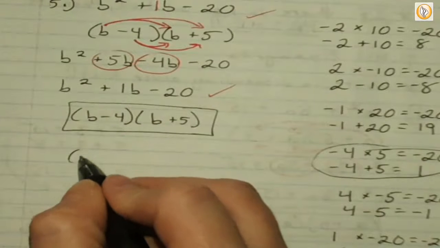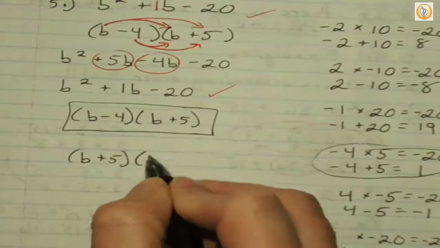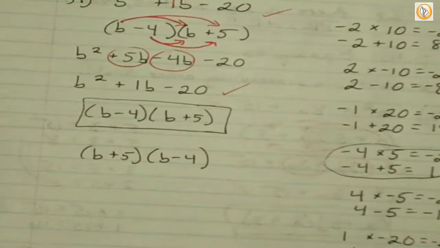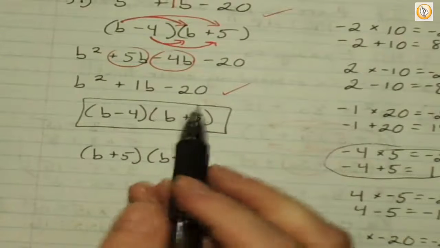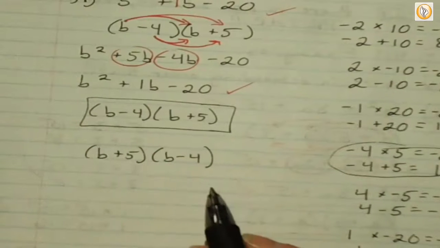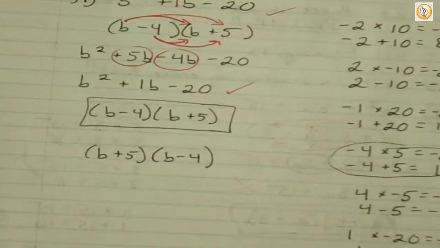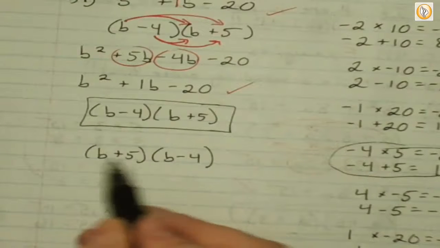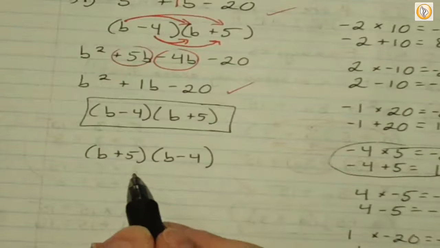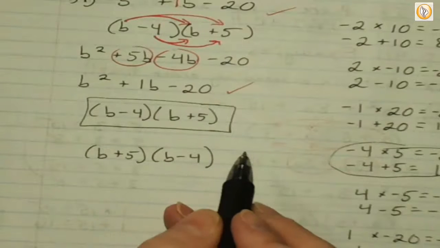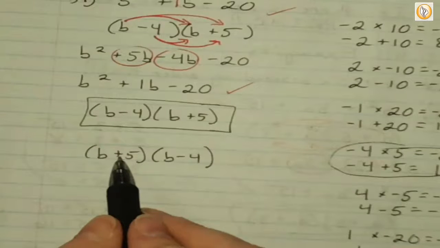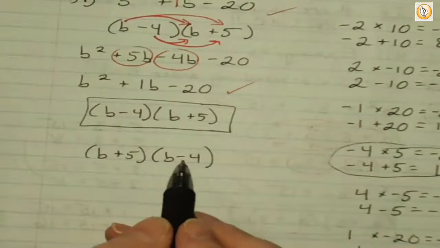What if I did this? Would I still get the same answer? No. Yeah. B times B is B squared. This is 5B and negative 4B. So that would give you 1B. And then 5 times negative 4 is negative 20. Does it just matter which one you put in the parentheses? Bingo. It doesn't matter which parentheses you put the negative sign in.